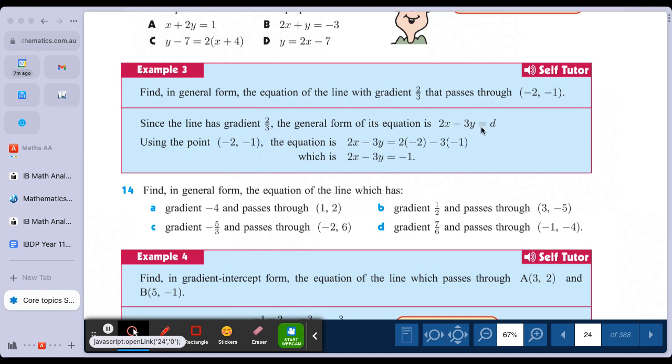minus 3y equals d. I don't like that. I personally get why it's saying that, but I don't like it at all. So I might do my own solution. This is how I would do this problem. Just writing it down, I know you can't see it yet. So we've got gradient is 2/3, and it's got the point (-2, -1).